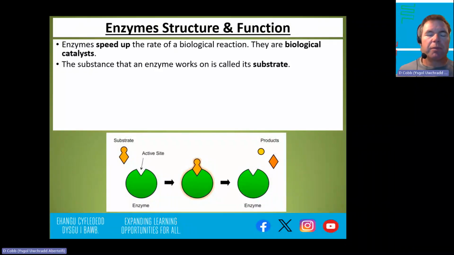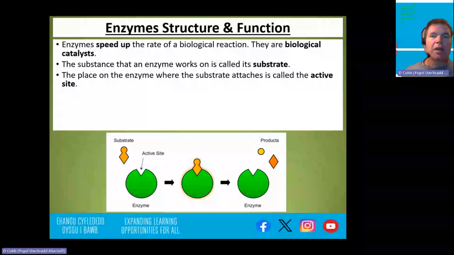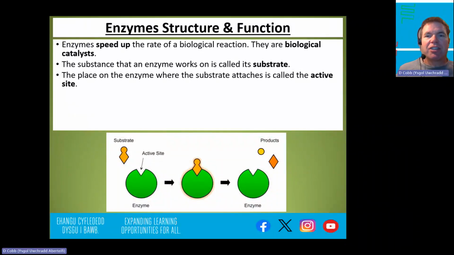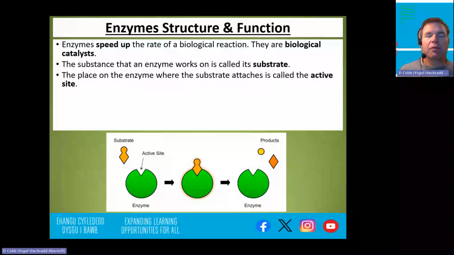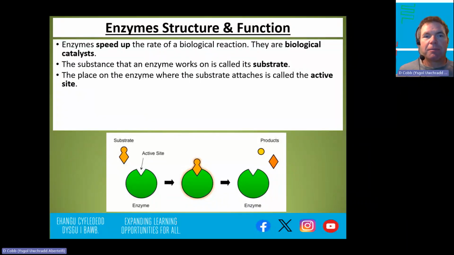Let's have a look at some issues with names that we need to be familiar with here. Enzymes catalyze reactions and they will act upon particular molecules, and the molecule or molecules that an enzyme acts upon is called its substrate. The way it catalyzes the reaction is it binds to the substrate first, and that then causes the reaction to take place. But the place on the enzyme where the substrate attaches is called the active site.